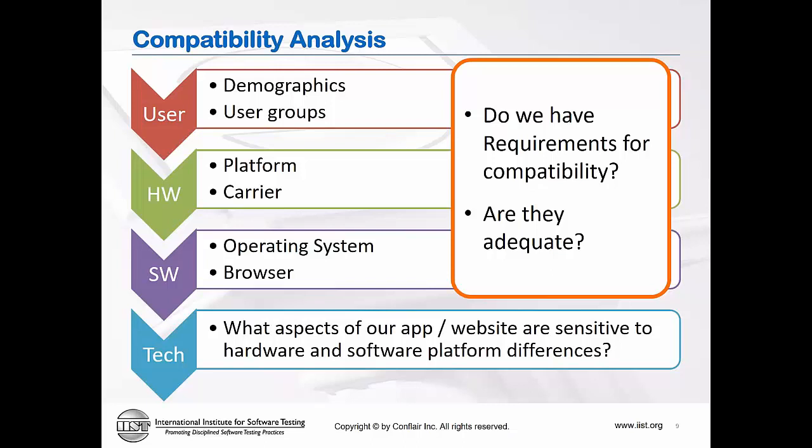So in the context of compatibility analysis, I would ask 2 questions when I read the requirements. Even better, I will ask those 2 questions when I am at the requirements planning meeting, to make sure that business analysts attend to them. First, do we have requirements for compatibility? It happens sometimes that people just forgo it, and that's quite sad. The second question I would ask, when I have those requirements: are they adequate?